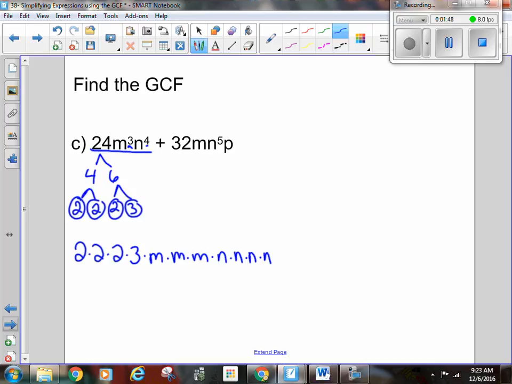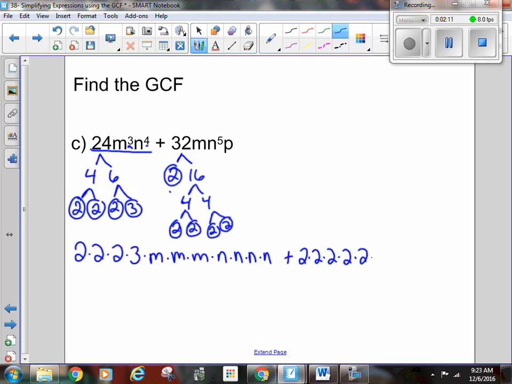My next term, 32, I'm going to break that down into 2 and 16. 2 doesn't go any further. 16 I'm going to break into 4 and 4, and they both go out to 2 and 2. So I have 1, 2, 3, 4, 5 2's. Only one m because there's no exponent, or there's an exponent of 1, I should say. 5 n's, 1, 2, 3, 4, and 5, and then a p. So we broke this all apart.